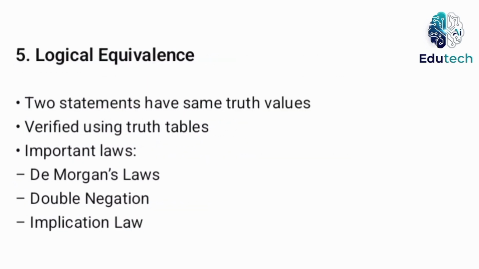Explain logical equivalence. Two propositions are logically equivalent if they have the same truth values in all possible cases. Logical equivalence can be proven using truth tables or logical laws. Common equivalences include De Morgan's law, double negation law, and implication law.